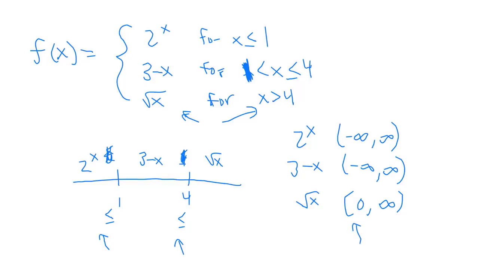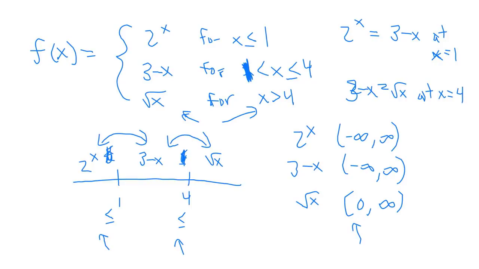And so the other thing that you have to check is the intersections between these. So we need to see if 2 to the x equals 3 minus x at x equals 1. And we also need to see if 3 minus x equals square root of x at x equals 4. So I see it this way: it's like this and then this. If you plug in x equals 1 into this equation, then you get 2 to the 1 equals 3 minus 1, so 2 equals 2. That checks out, so that's continuous.